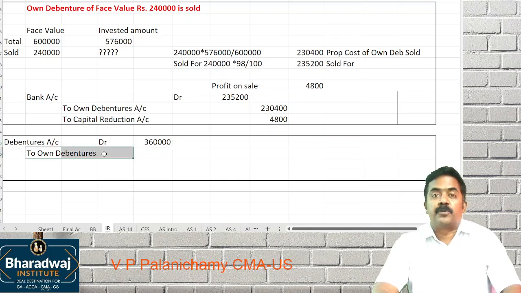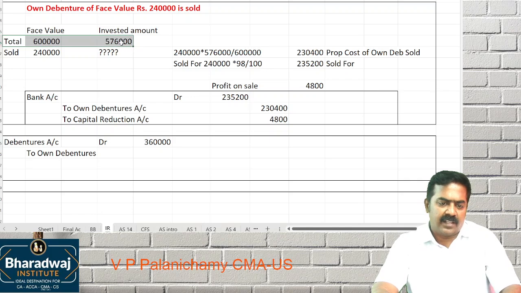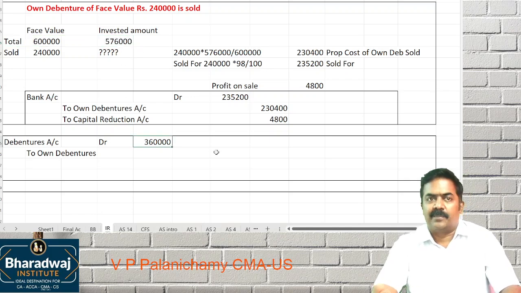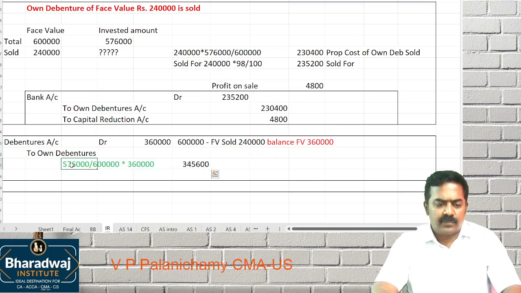To own debentures, do the proportionate working. Same way, for 6 lakhs, it is 5 lakh 76,000. For 3 lakh 60, how much? 3 lakh 45,600. The profit will go to capital reduction. This 14,400 is the balancing figure.